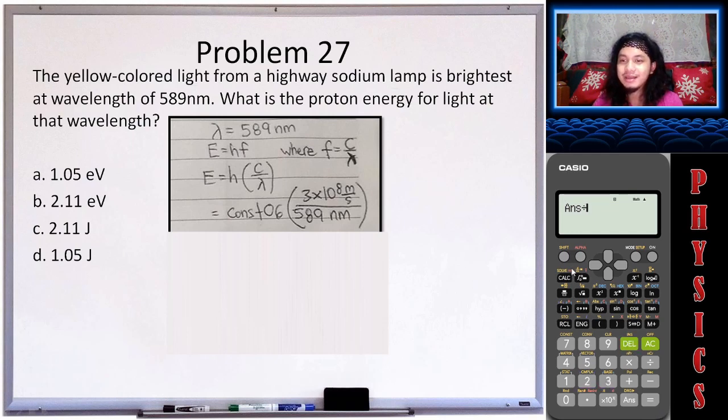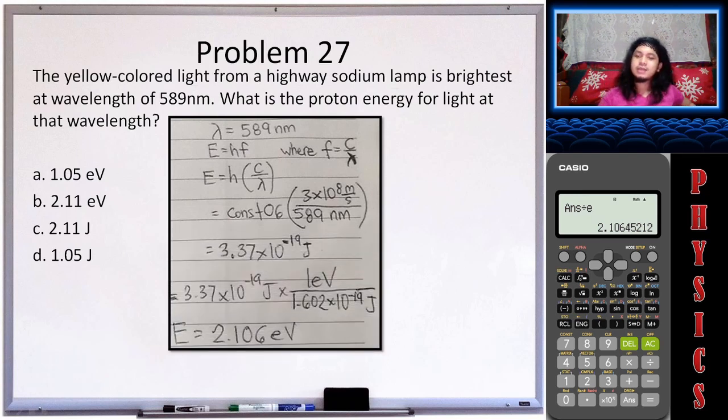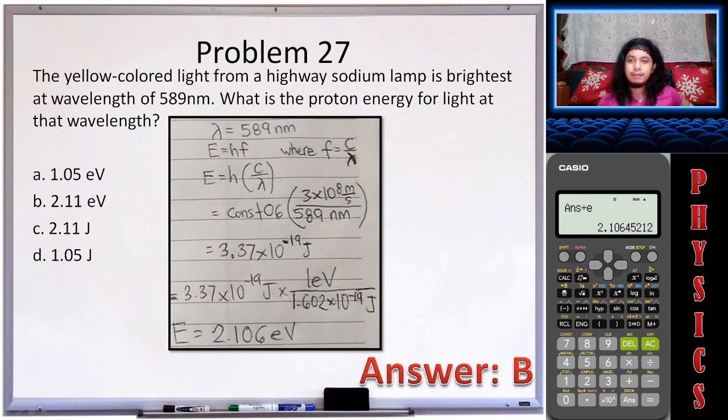Ano ba yan? Ay, shift constant 23. Kaya pala hindi lumabas. So, 2.11. O yan, lumabas yung sagot. You have 2.106 electron volt or letter B. So, 2.11 electron volt. Easy. Pew! Bang!